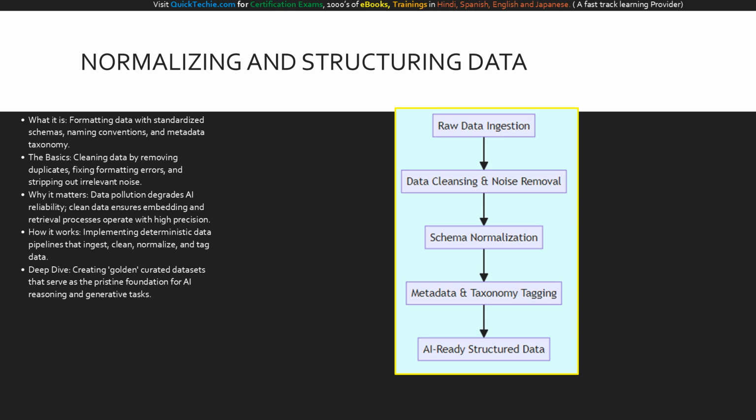Next, we hit the metadata and taxonomy tagging node, enriching the data with structured tags so the AI knows exactly what it is looking at. The final output node at the bottom is AI-ready structured data. This diagram highlights that data readiness is not a magical overnight transformation, but a rigorous, step-by-step engineering pipeline.